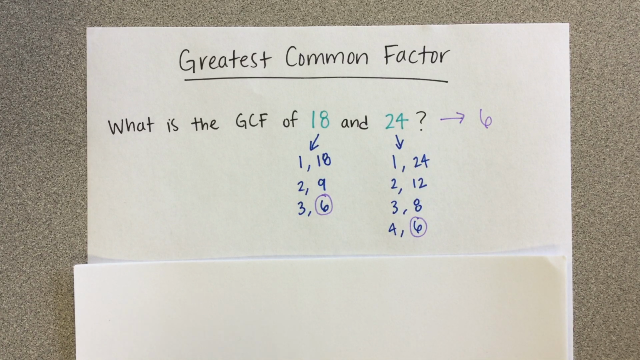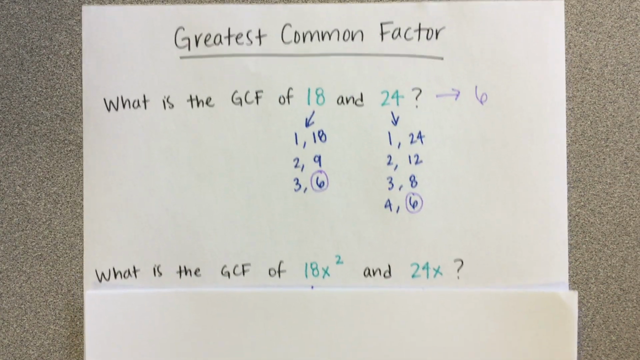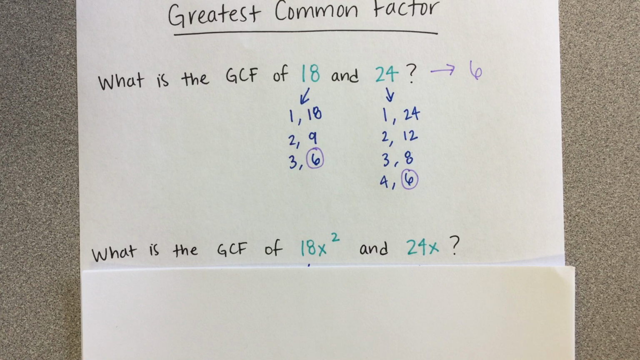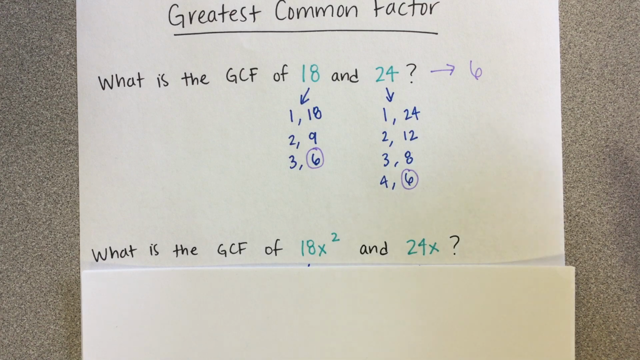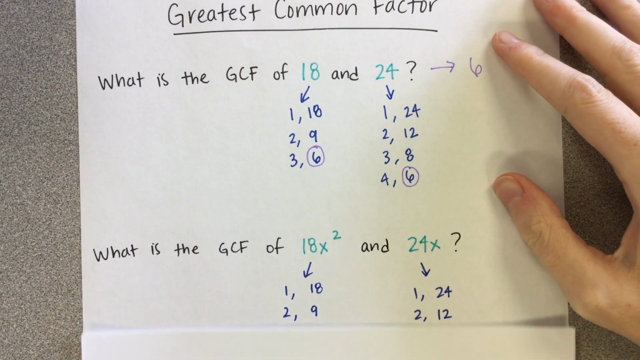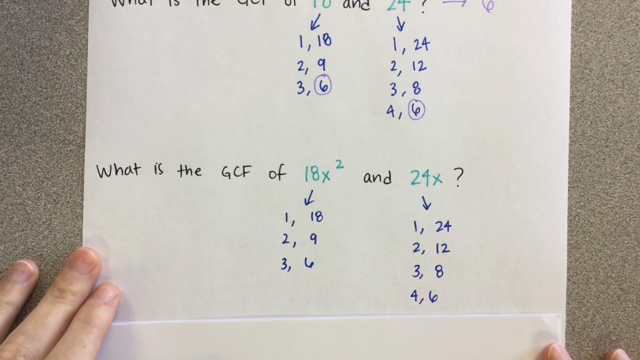So this you probably first learned sometime in middle school. But what if you now have some variables? So what if it's not just numbers? What if you want to find the GCF of 18x squared and 24x? So same idea, let's start by listing out some factors, and let's start with just the numbers, just 18 and 24. And so those were the numbers that we just listed out a moment ago.